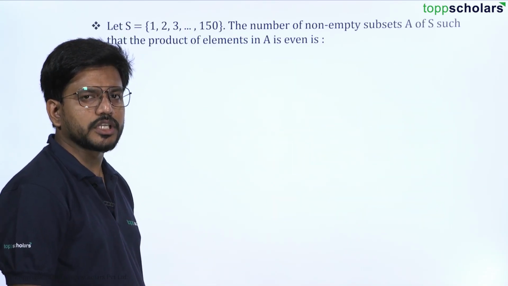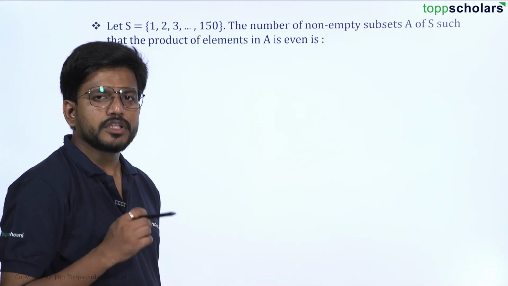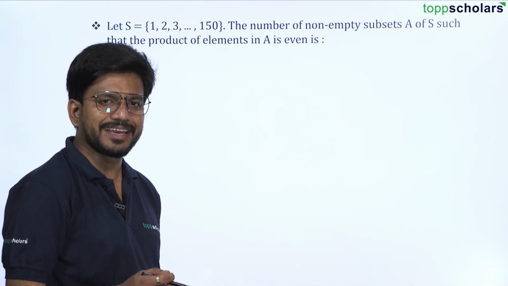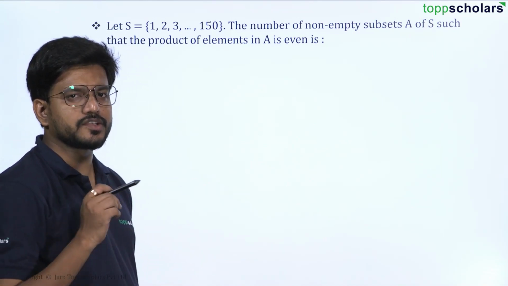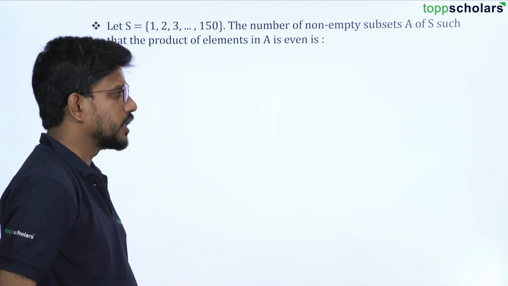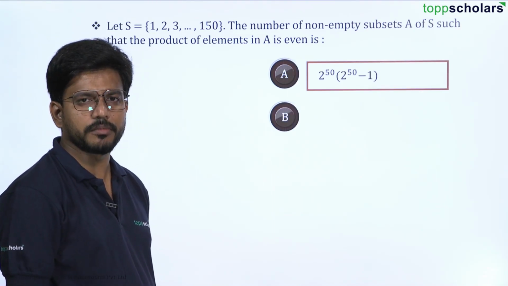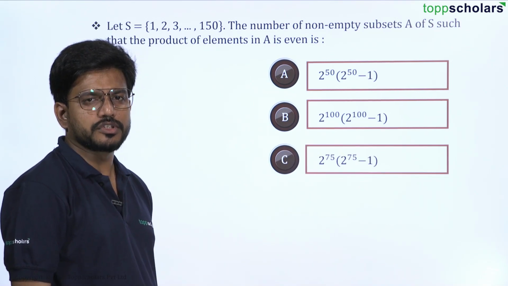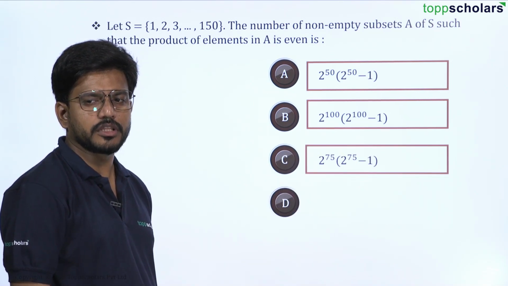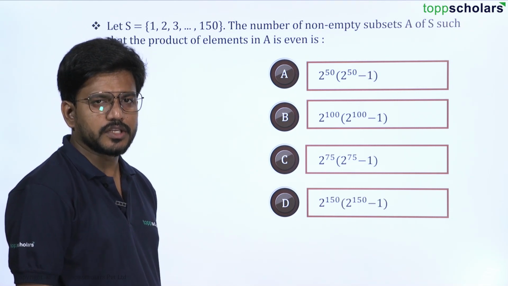So, the next question is we have a set S, 1, 2, 3 up to 150, the number of non-empty subsets of A such that the product of elements in A is even. Very nice question. Let us see the options. So these are your options: 2 raised to 50, 2 raised to 50 minus 1, 2 raised to 100, 2 raised to 100 minus 1, 2 raised to 75, 2 raised to 75 minus 1, and 2 raised to 150, 2 raised to 150 minus 1. Let us see the solution.